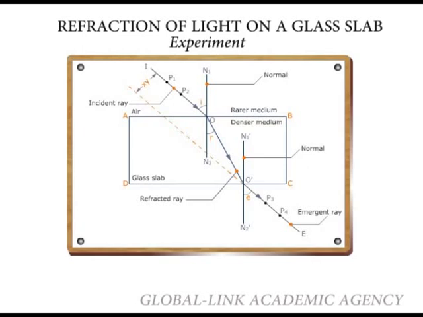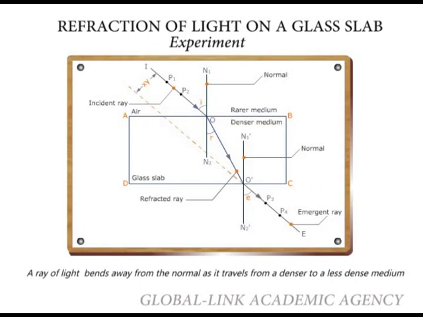We also observe that angle O'N1' is equal to angle R and that angle E is equal to angle I. That is, angle E is greater than angle O'N1'. Thus, a ray of light bends away from the normal as it travels from a denser to a rarer medium at the point of incidence.